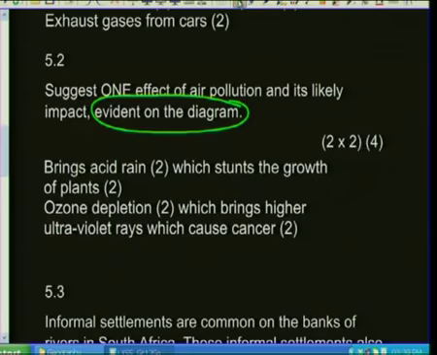Ozone has been slowly depleting over the past couple of decades, and what that will do is allow more UV radiation into the atmosphere. We're going to be causing increased rates, particularly of skin cancer as a result.